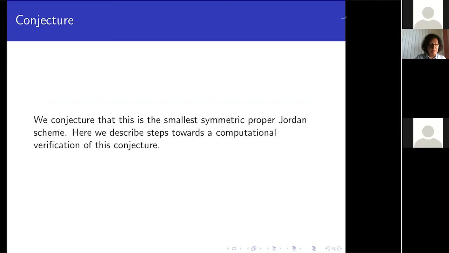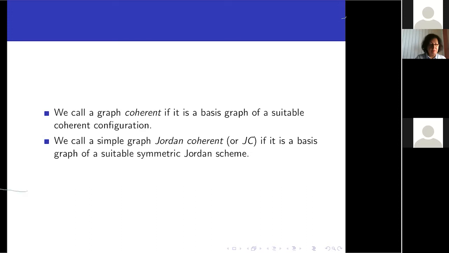I've been trying to prove this computationally, and it's still not quite done. But I'll describe the steps that I've taken so far in that direction. So we call a graph coherent if it is the basis graph of a suitable coherent configuration, and I will call it Jordan coherent if it is the basis graph of a suitable symmetric Jordan scheme.